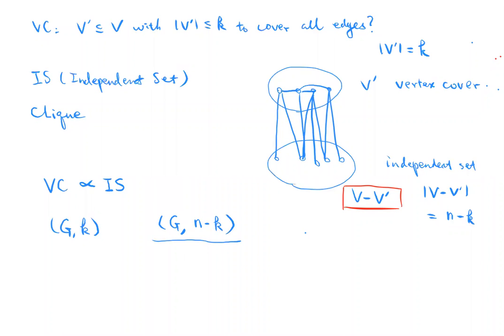So we can easily reduce vertex cover to independent set. Actually, they're the same problem, just the size differs: one is k, one is n minus k. If we regard this as G prime, k prime for independent set, then G equals G prime and k prime equals n minus k. So that's a trivial reduction from vertex cover to independent set, so independent set is NP-complete.